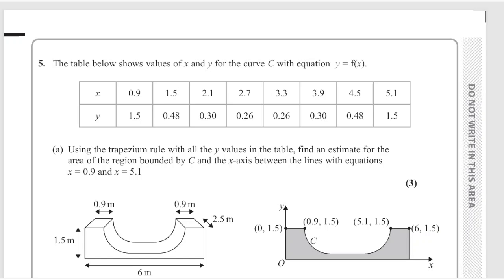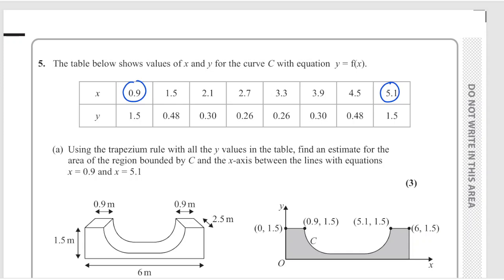The table below shows values of x and y for the curve C with equation y equals f of x. Using the trapezium rule with all the y values in the table, find the estimate for the area of the region bounded by the curve and the x-axis between the lines x equals 0.9 and x equals 5.1. That is between these two coordinates.